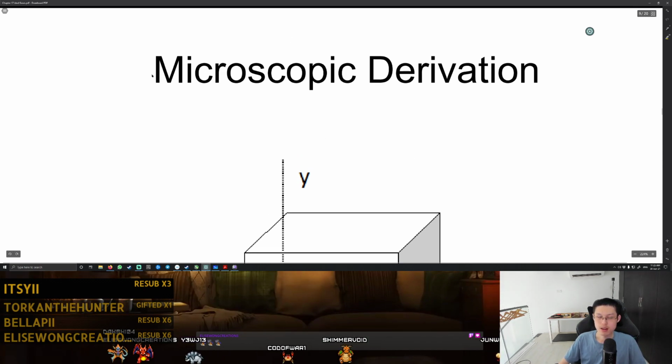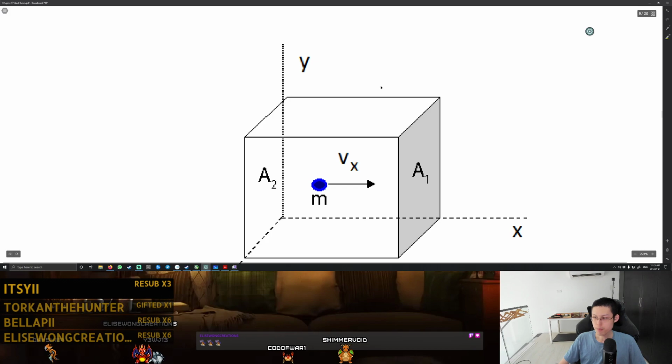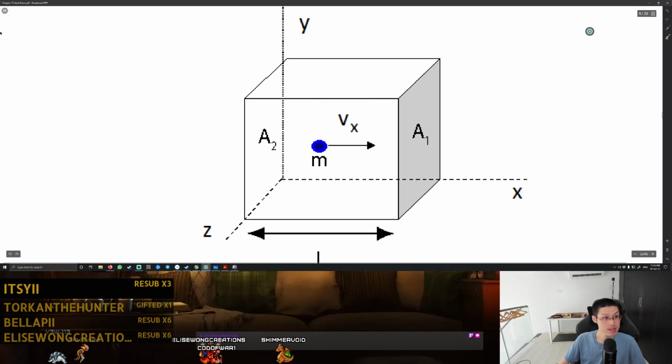So next up, we have the microscopic derivation of the equation of state of the ideal gas. We're going to try to derive PV equals nRT using the power of maths.